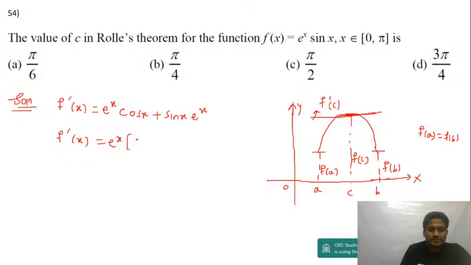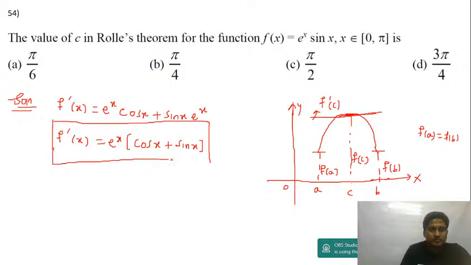What is left out now? Left out is cos x plus sin x. Cos x plus sin x, this is f dash of c. Now f dash of c should be 0, right? Rolle's theorem is applicable. You get a tangent parallel to x-axis, so dy by dx is 0. f dash of c is equal to 0. You get e power c into cos c plus sin c is equal to 0.